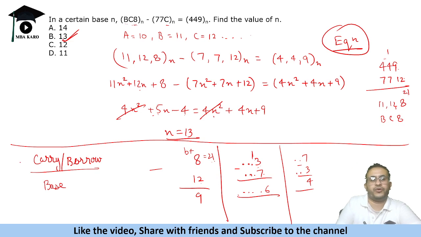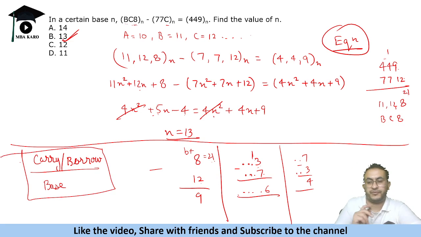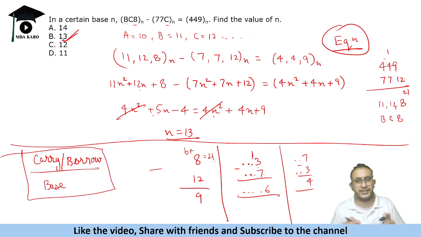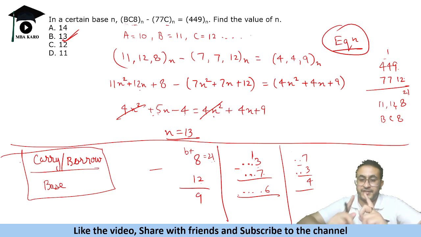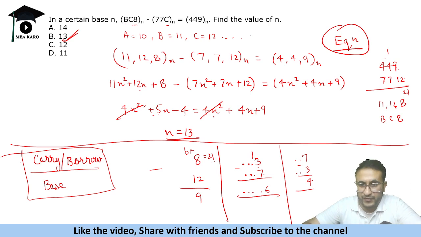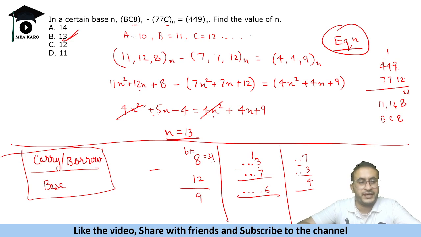So we carry or borrow the base. If you have to do addition or subtraction in a base system, always remember that you will not carry or borrow 1. You will carry the base of that number system. Here, 8 minus C is 9, 8 minus 12 is 9, so we have to borrow the base here. So it should be 21, and in order to make 21, we have to borrow 13. Hence, the base is 13 in this question.